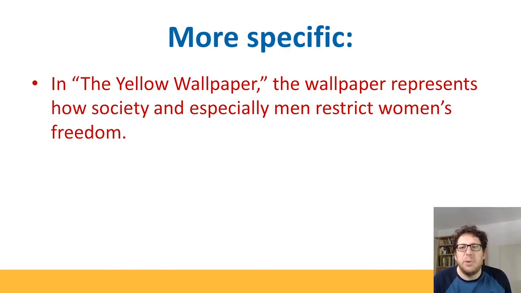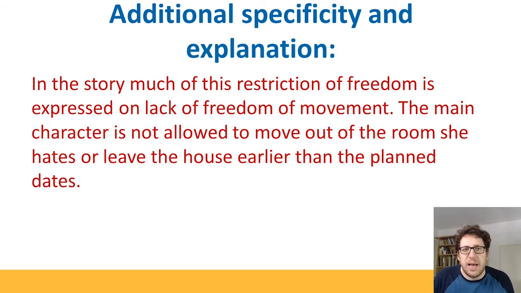In the yellow wallpaper, the wallpaper represents how society and especially men restrict women's freedom. Okay, so yes, society restricts women's freedom, not only controls them, but restricts their freedom. You could even add of movement, and especially men. Add some restrictions to your argument. It's not just society, especially men. Society in general, but also more specific. So you can even add the restriction to the story, and the next sentence would be additional explanation and additional restrictions.